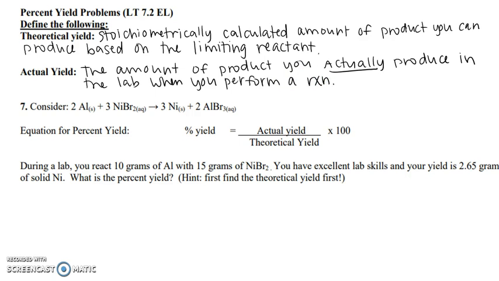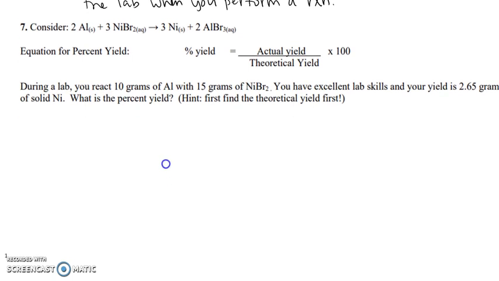So the first thing first here is if we're going to consider the equation 2Al plus 3NiBr2 yields 3Ni plus 2AlBr3. And what we need to do is calculate how much or how accurate we were in our lab process. If the information we're given says, during a lab you react 10 grams of aluminum with 15 grams of nickel 2 bromide, you have excellent lab skills and your yield is 2.65 grams of solid nickel. What's the percent yield?